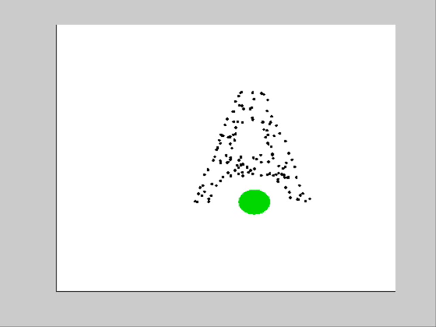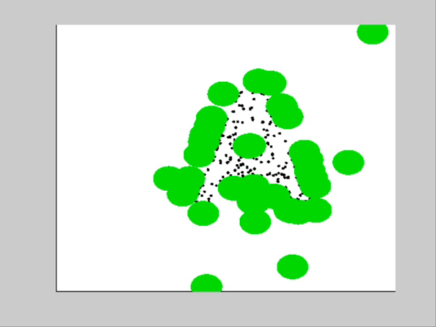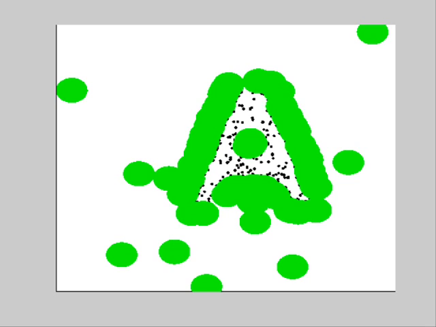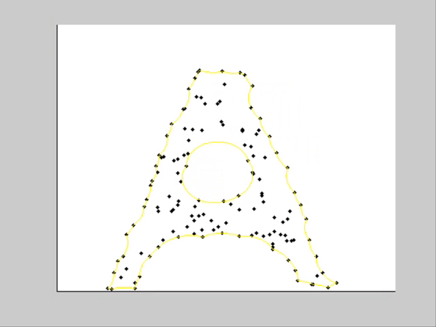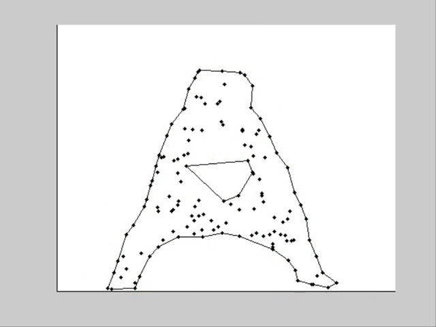Edelsbrunner, Kirkpatrick and Seidel introduced the notion of the alpha hull of S, the part of the ice cream that remains after you have eaten out all radius alpha circular scoops of ice cream that contain no chips. The boundary of the alpha hull consists of circular arcs of radius alpha. The alpha shape is a straight line version of the alpha hull, with the arcs replaced by straight line segments.